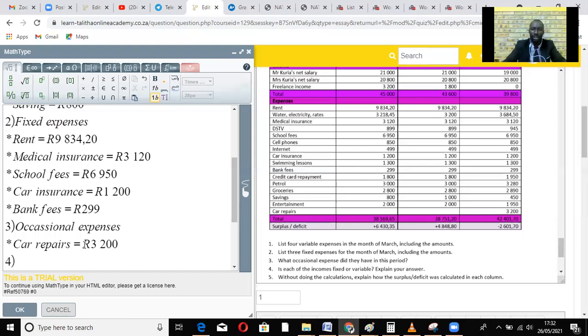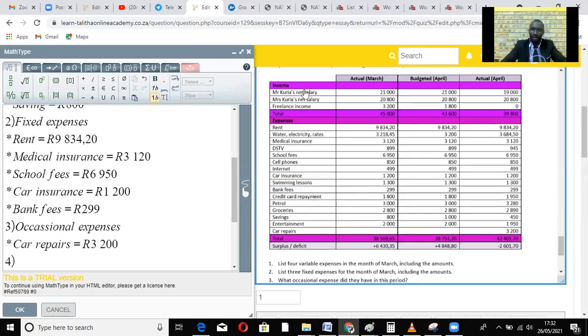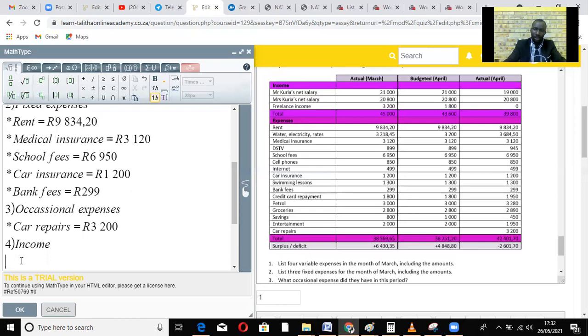Well, what is question 4 asking us to do? Question 4 is: is each of the income fixed or variable? Well, we then want to look at these incomes. The income we have here is net salary and freelance income. So we would like to break it into two. Okay, we are now describing income. So how are we going to describe income? Well, we have the income divided into net salaries and freelance income.